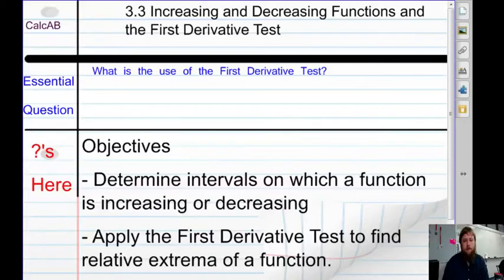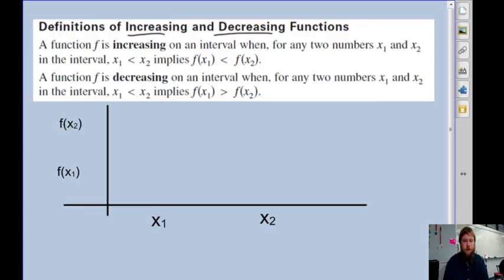Welcome, Calculus AB. This is 3.3, increasing and decreasing functions and the first derivative test. The essential question is, what is the use of the first derivative test? Let's begin. Let's talk about the first thing: what increasing and decreasing means.